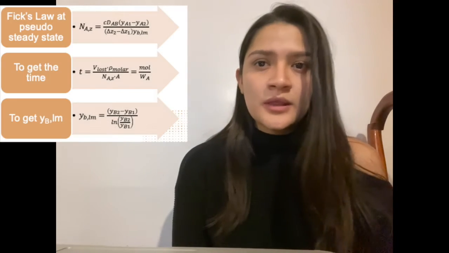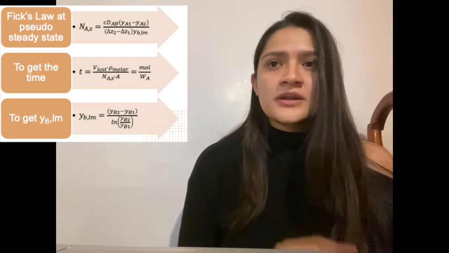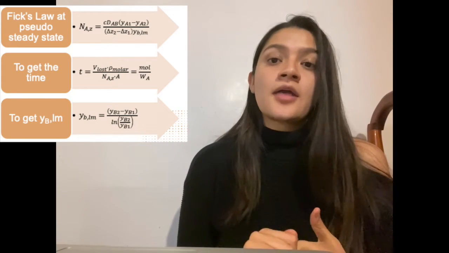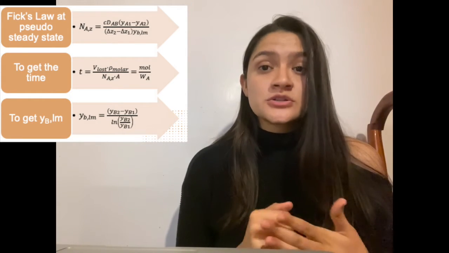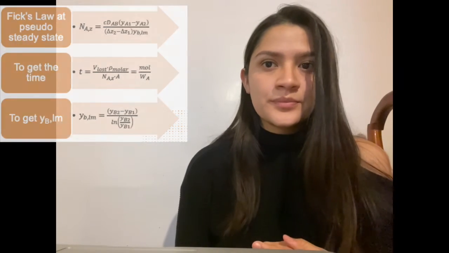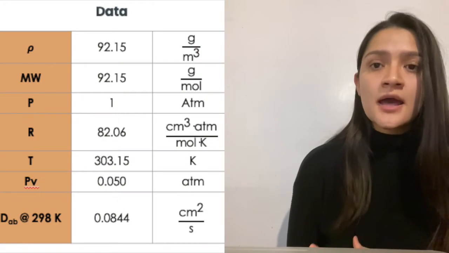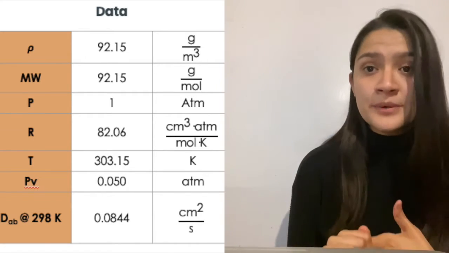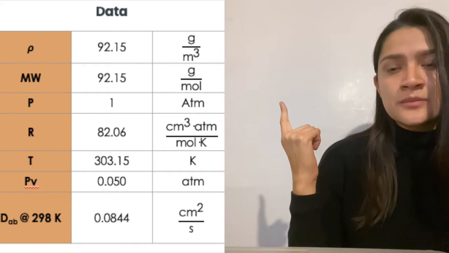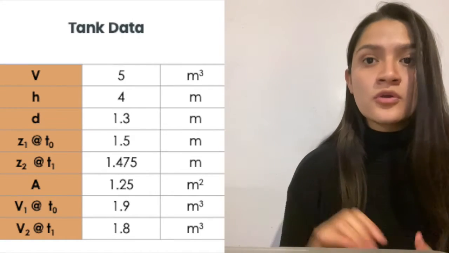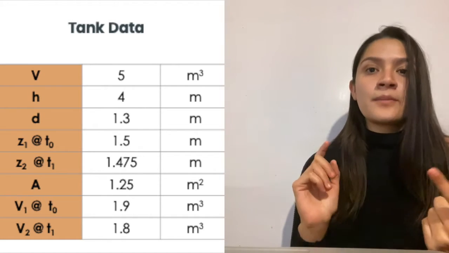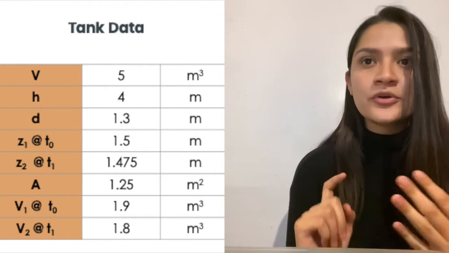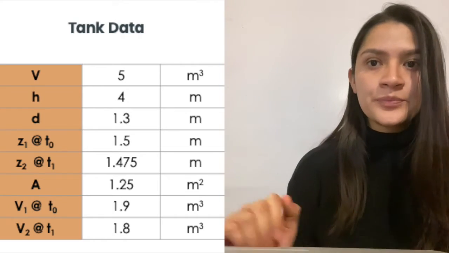Now we need to know the approach and tools that we use to solve the problem that are going to appear here. That is Fick's law, the steady state, the equation to get the time, and the equation to get the yB logarithm. Also, we need to know some data like density, molecular weight, pressure, and vapor pressure, which are also going to appear here. Also, we need to know some data of the tank, like the volume, the height, the diameter, and the area. Now it's time to solve the problem.